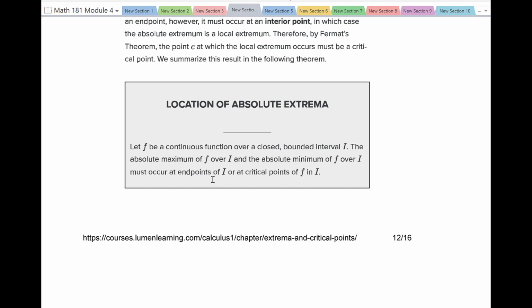We check for absolute extremum. We're going to plug in the endpoints of the interval, and we're going to plug in any critical values. And the highest is your absolute max, and the lowest is your absolute minimum.